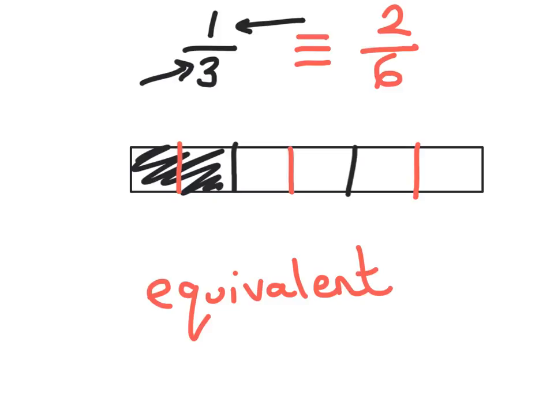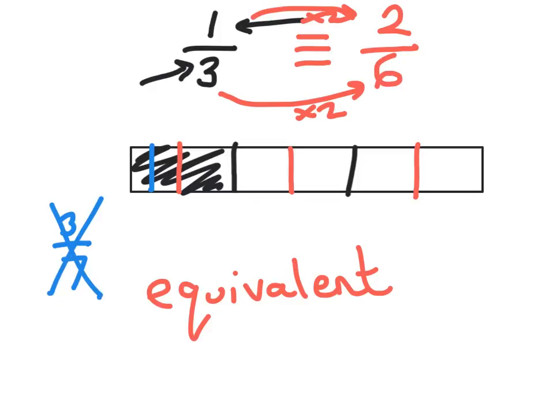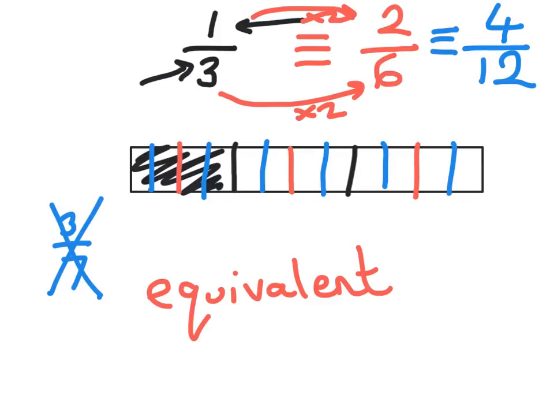These are the same size, but they look slightly different. In this case, each piece was cut into 2, so it's twice as many. Notice we can't just cut one of the pieces like this and say, oh look, now 3 are shaded out of 7. Well, that's not true, because they're not 7 equal pieces. And really these have to be equal. But if I cut each of them like that, I could now say that 4 are shaded out of 12, and these are equivalent again.